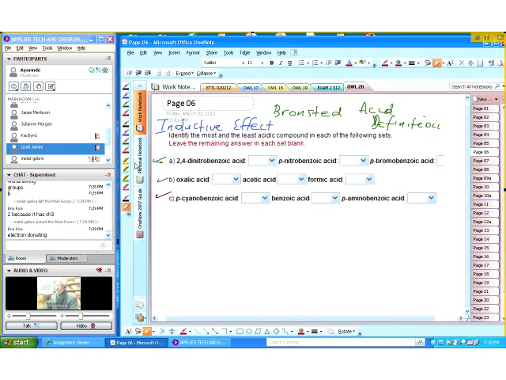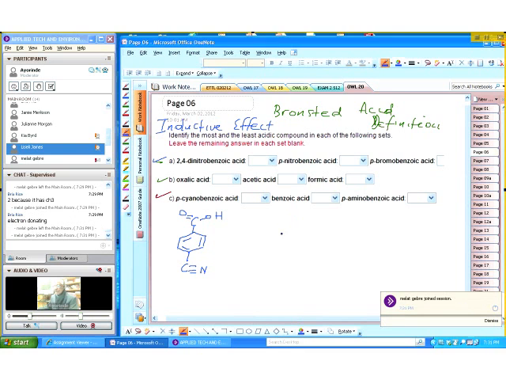Okay, here we have cyanobenzoic acid, right here. We have p-cyanobenzoic acid, where the cyano is here, which is a carbon-nitrogen triple bond. And then you have benzoic acid.